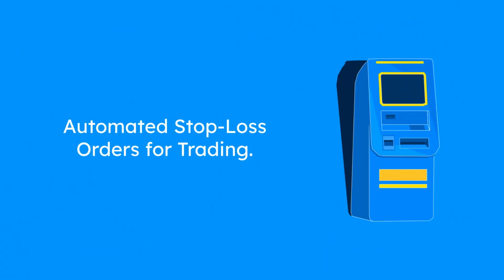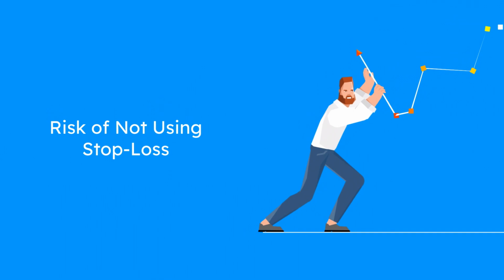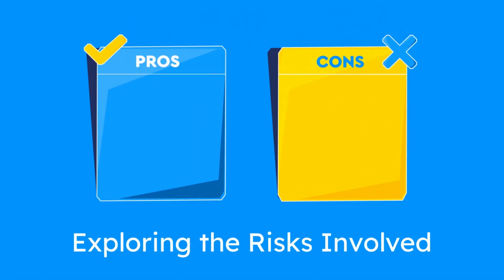Automation. Stop-loss orders automate the selling process, ensuring that your predetermined strategy is executed even if you're not actively managing your portfolio. Not using a stop-loss order can have significant consequences. Let's explore some of the risks involved.